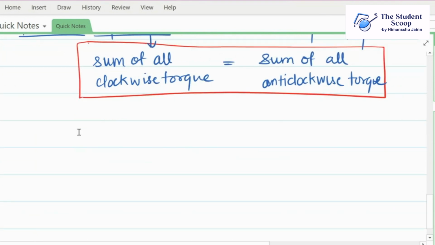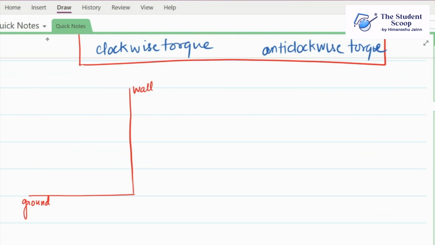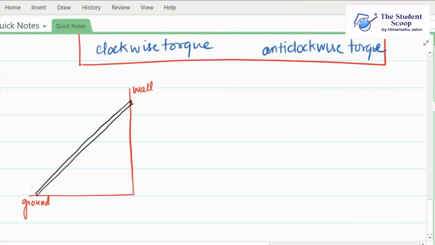Now I will give you a simple question. Not that simple, but imagine a wall. This is a wall. This is the ground. And then there is a ladder. So this is a ladder. Now this ladder is stationary in the position shown in the figure.